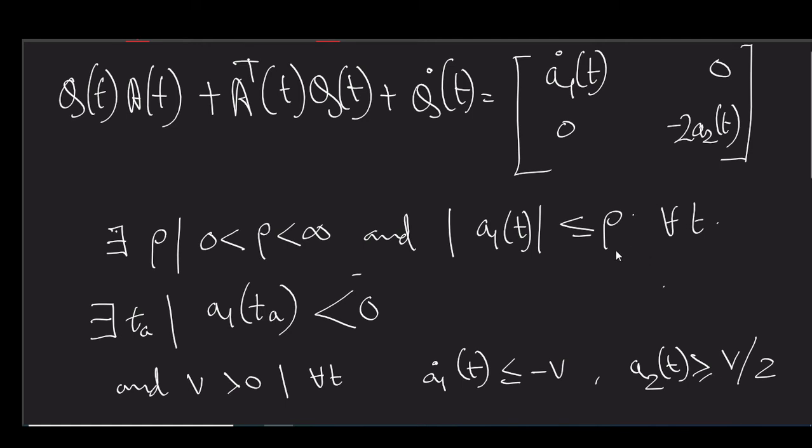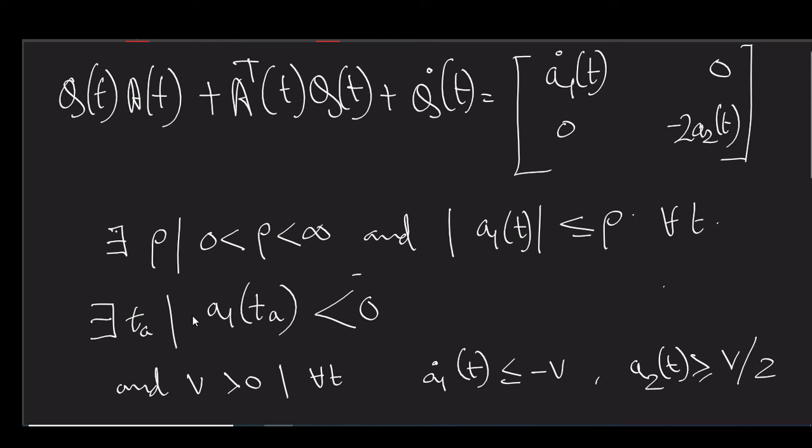Now suppose our a1(t), this element, is differentiable, and let us assume that there exists a finite positive constant rho such that the absolute value of a1(t) is less than or equal to rho for all t. Further, we assume that there exists a time point ta at which a1(ta) is less than 0. Now what would happen if our a1(ta) becomes less than 0?